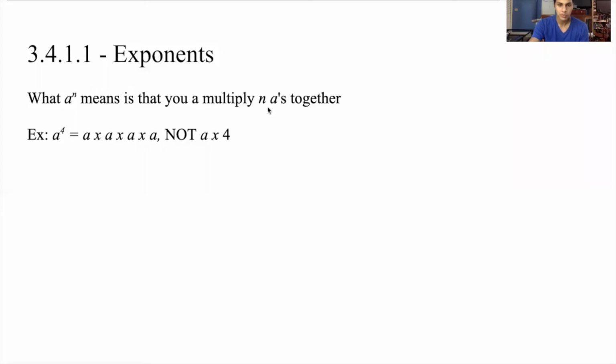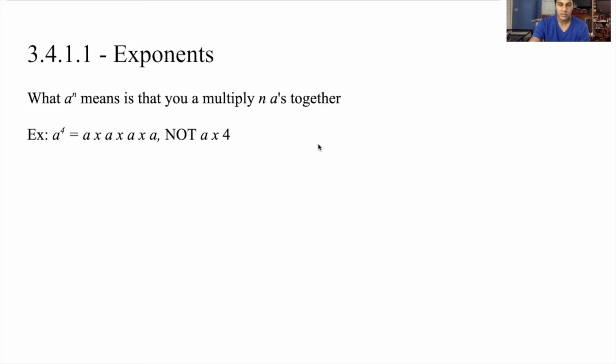So an example would be if I had a to the power of 4. Because 4 is in the place of n and n is the power it's being raised to, that means you multiply n a's together, or since n is 4, you multiply 4 a's together, which would be a times a times a times a. So a to the power of 4 is just when you multiply a by itself 4 times.